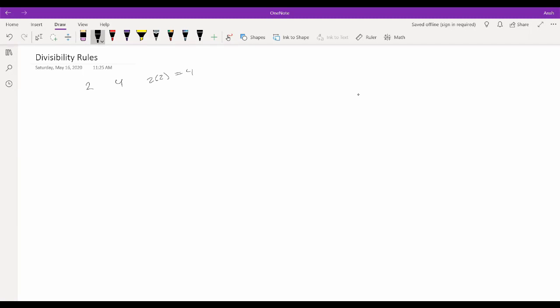So to start off, we have the divisibility rule for 2, and it's almost a common sense one. The last digit simply has to be even. So if the last digit is 0, 2, 4, 6, or 8, it's divisible by 2.